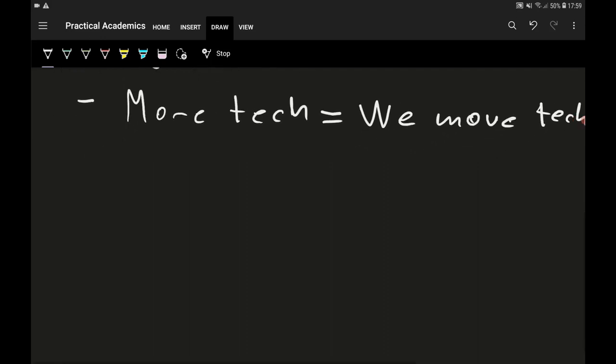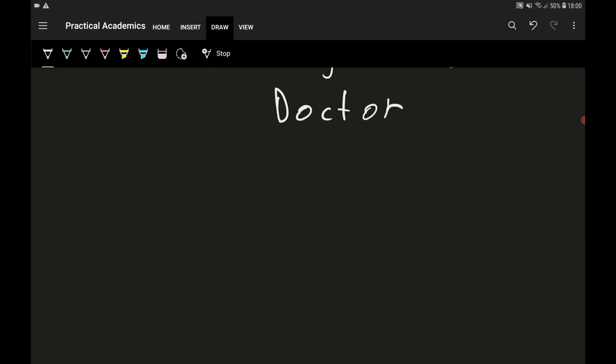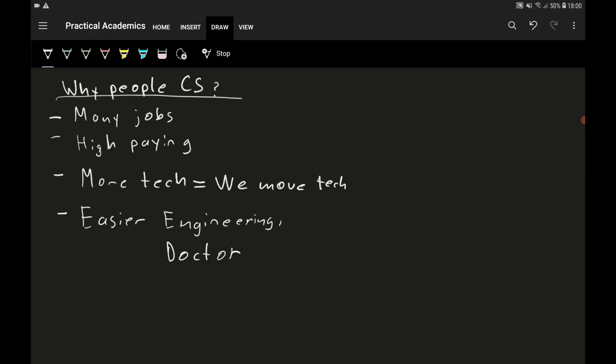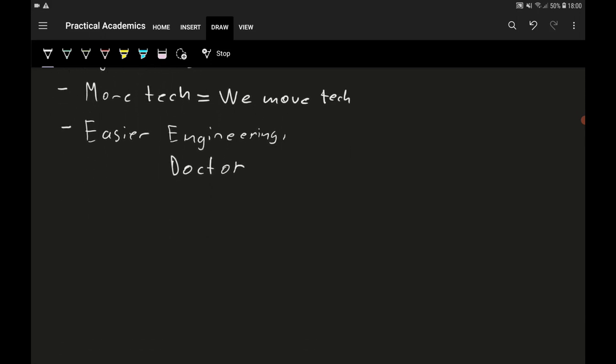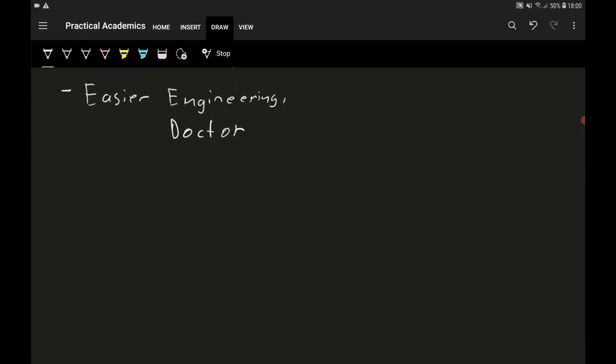And a lesser common reason, but one that I found is true for me, is that it's easier than becoming a doctor or an engineer, in my opinion. Those are really, really hard professions. I don't want to be meddling in those. And that could be a factor why people join CS. I will accept that these are all valid reasons, and they are also for sure parts and factors of why I am a computer science student and will remain so.